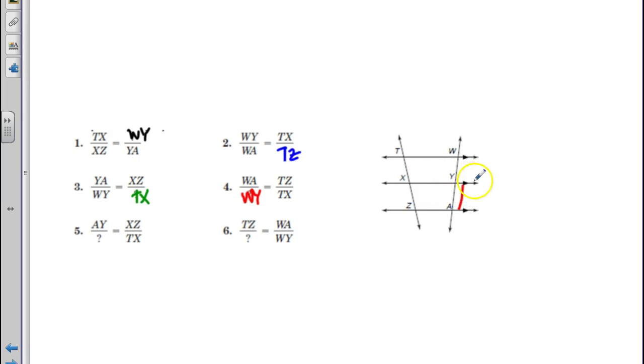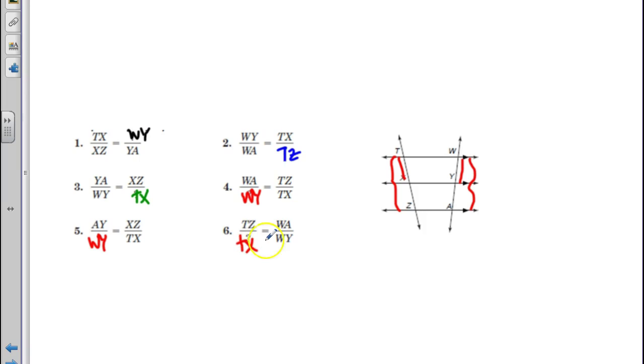AY is to something as XZ is to TX. So you know what's missing there. And then TZ, which is the whole thing on the left side. So TZ is to something as WA is to WY. Now you know the missing piece.